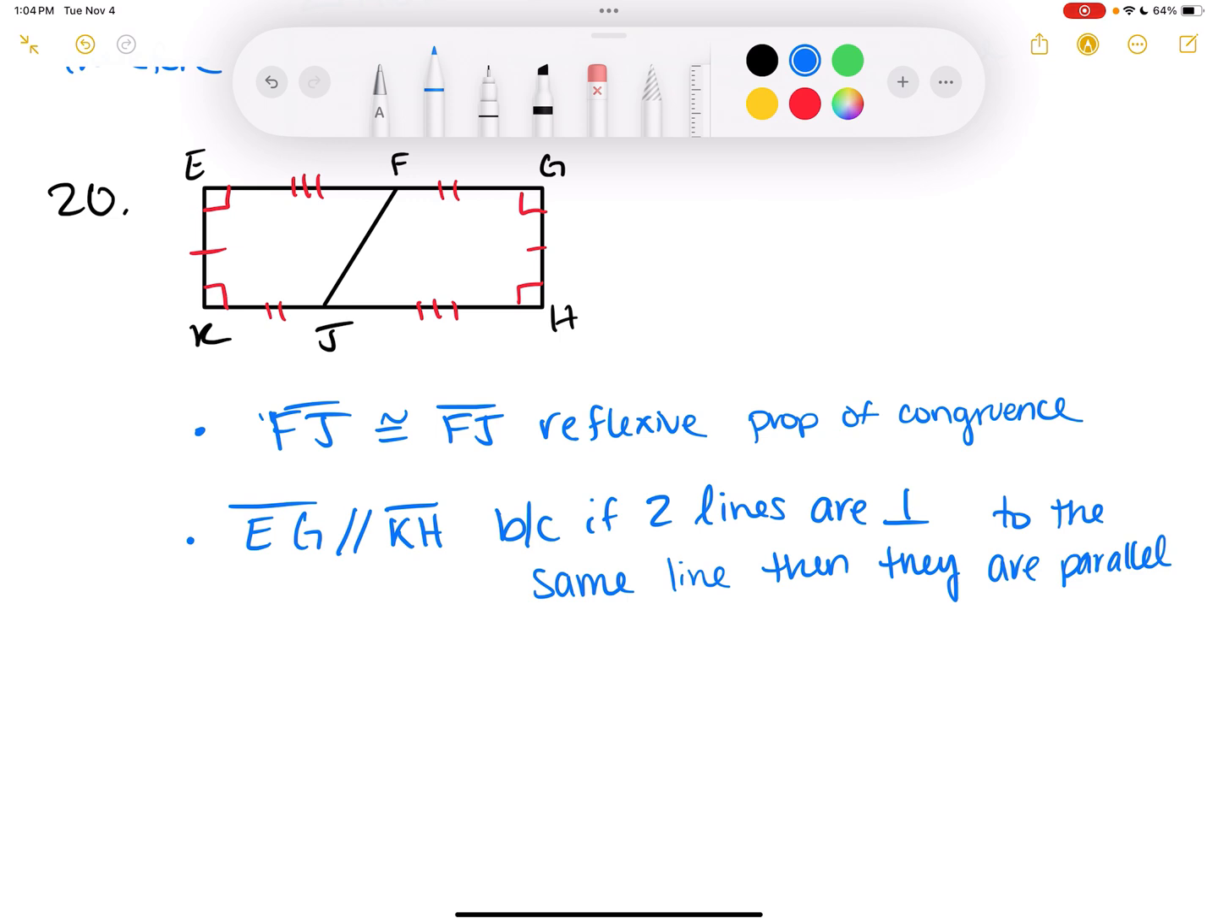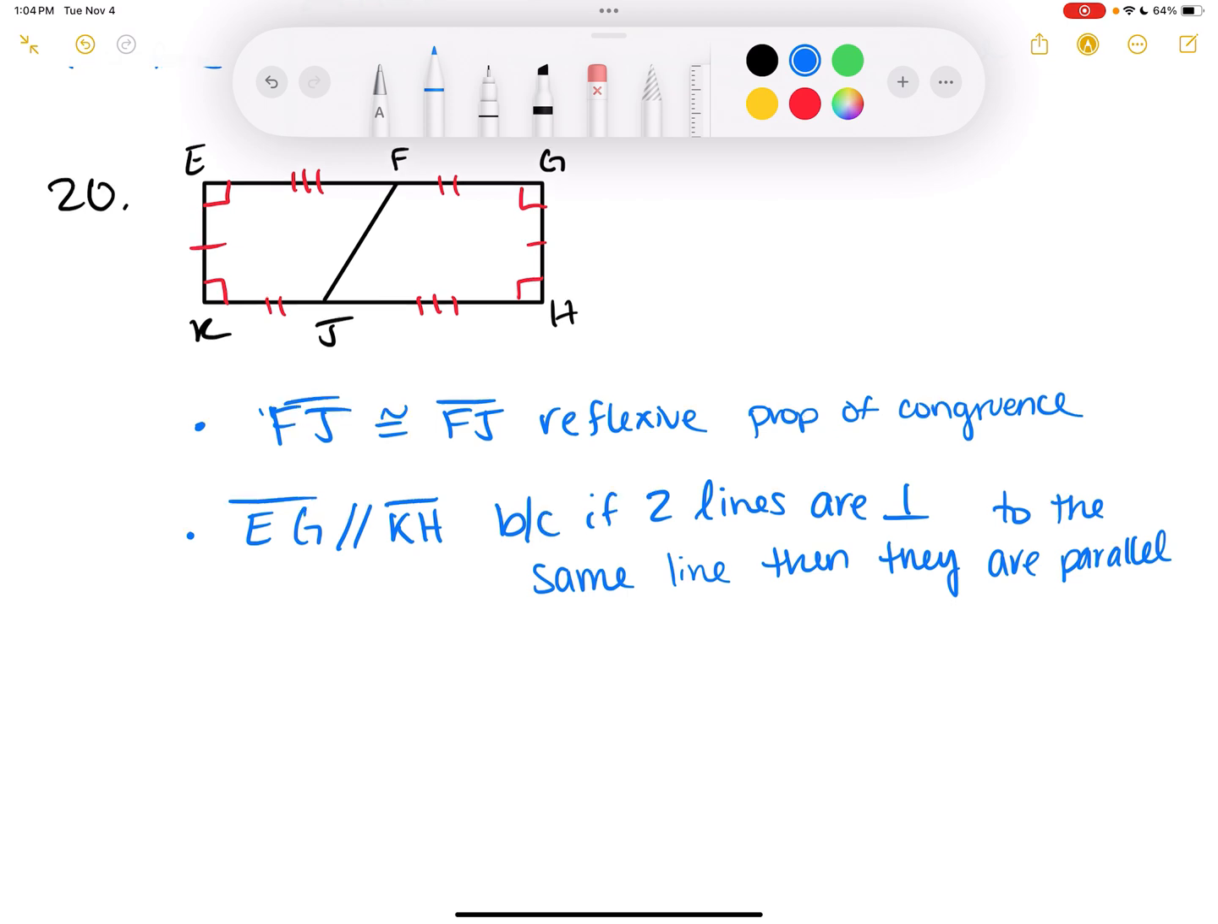So now that I've said that, I know that EG is parallel to KH. I can look at FJ as if it's my transversal cutting through those two parallel lines. So then what do I know about the angles around this transversal? The right angles. They're equal to 90. They're supplementary. What would be true about this angle right here and this angle right here? They're congruent. Why? Alternate interior angles. Okay, and then what about this one and this one? They're also congruent for the same reason.